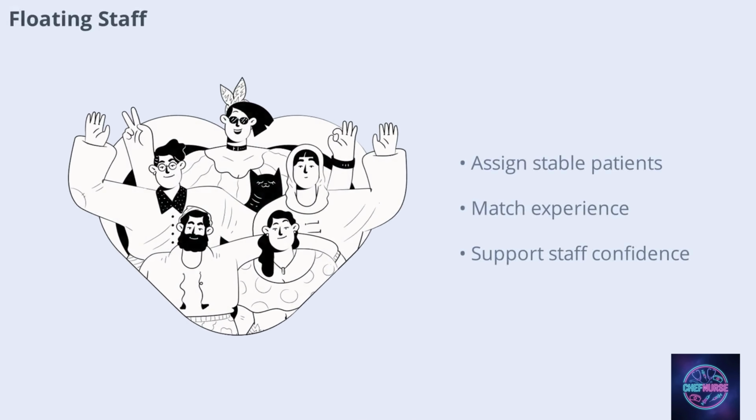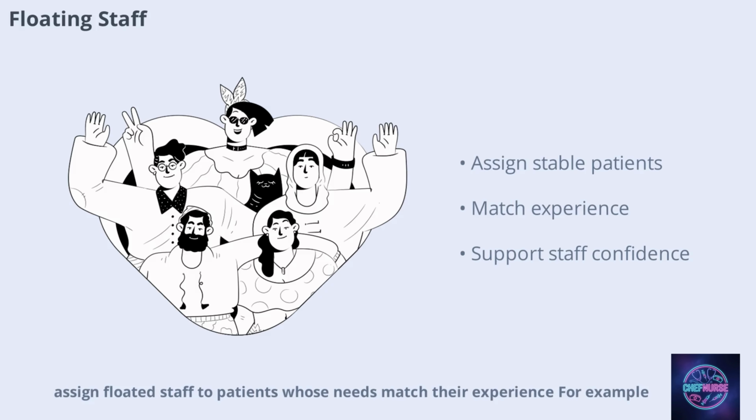Sometimes, staff are floated to different units. On the NCLEX, assign floated staff to patients whose needs match their experience. For example, a pediatric nurse floated to an adult unit should care for stable, routine patients rather than those with complex needs. This ensures patient safety and supports staff confidence in unfamiliar settings.